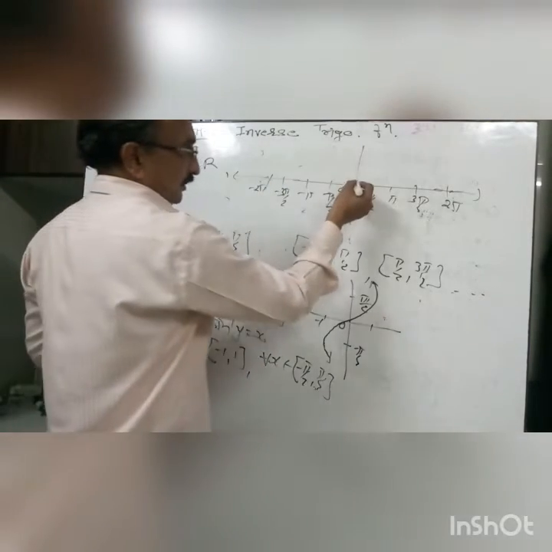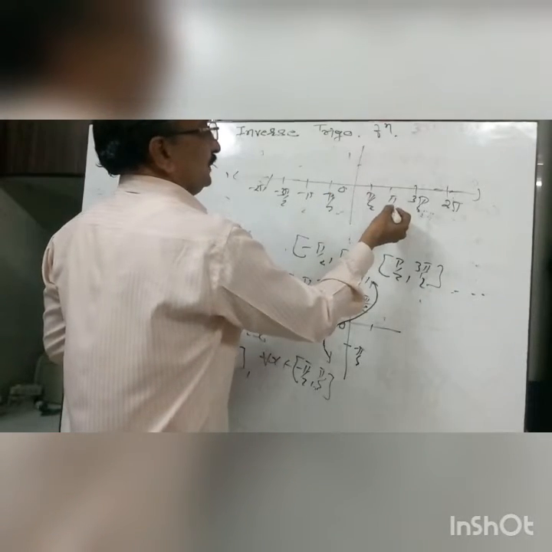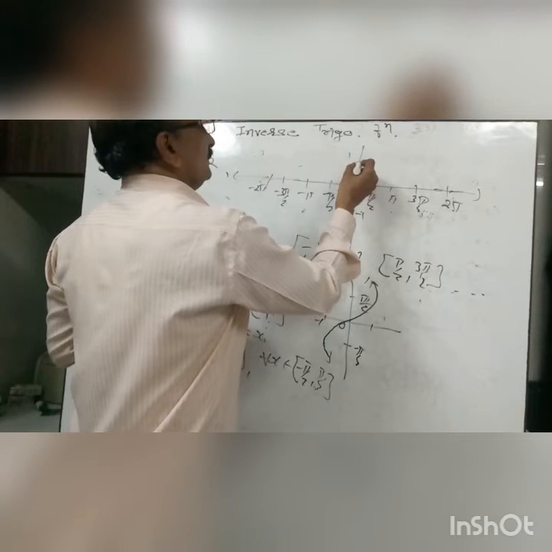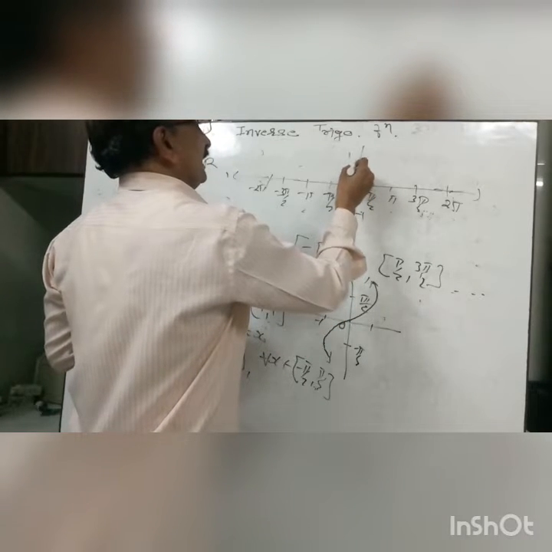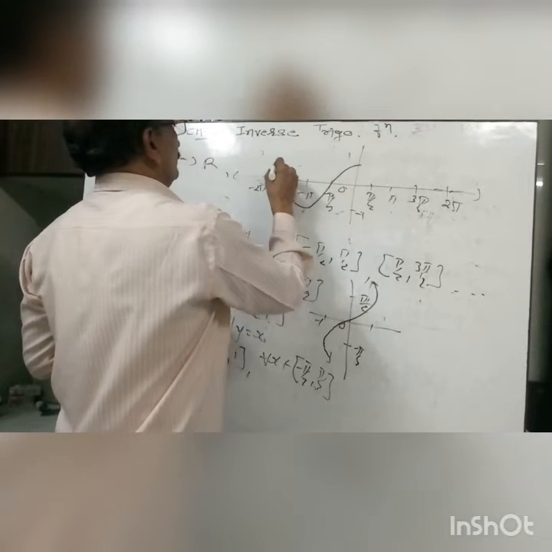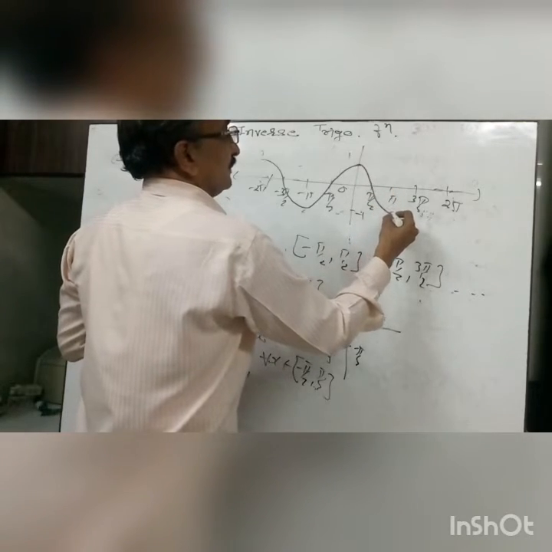At 0, the value of cos becomes 1. At pi by 2 it becomes 0. At pi it becomes minus 1. So after plotting all points, we get this type of graph of the cos function.